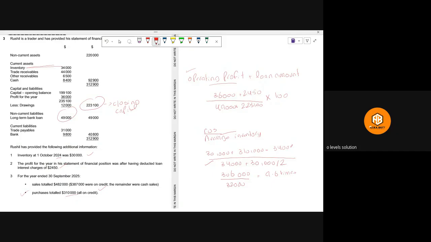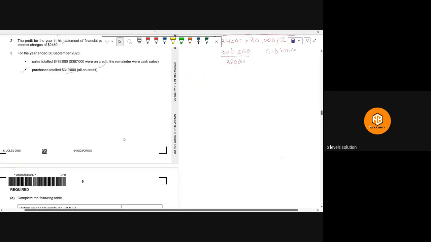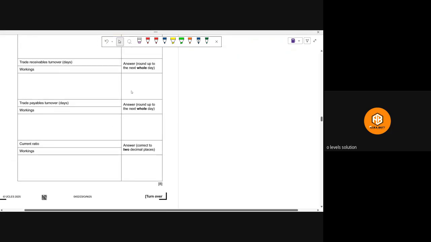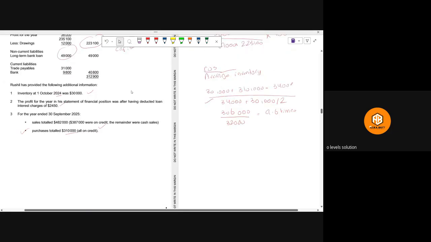Okay. Next, we need to find out the trade receivable turnover. So in the trade receivable turnover, what we need to do, credit sales divided by the trade payables, or sorry, trade receivables. This is the formula, no? Credit sales divided by the trade receivables. I think multiply by 365.